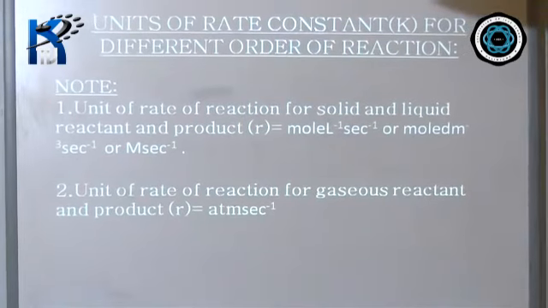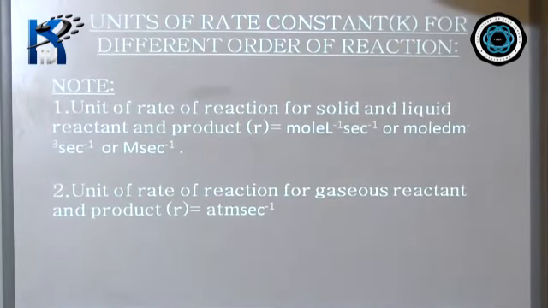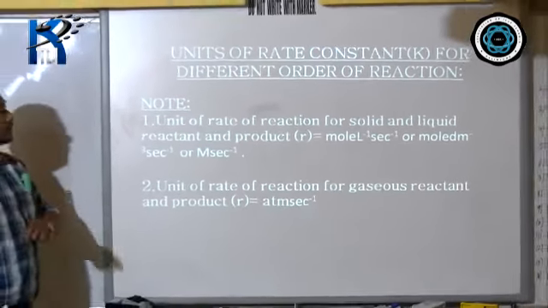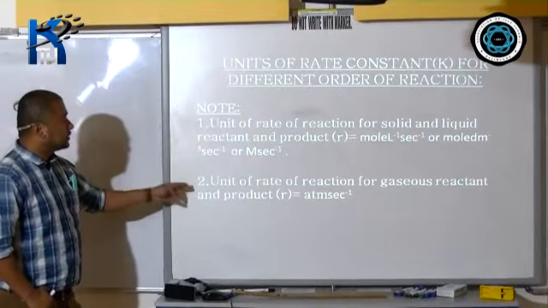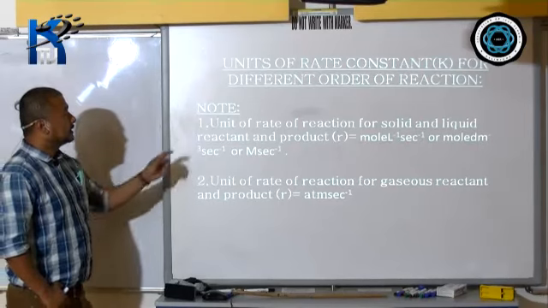Now we are going to do the unit of rate constant k for different orders of reaction. Just now I said there are 4 orders of reaction: 0, 1st, 2nd, 3rd. Order can also be in fraction. Now I am going to teach you how to find the unit of rate constant k for different orders of reaction. But to find the units of rate constant for different orders of reaction, you need to remember these 2 notes. Let us see what that is now.